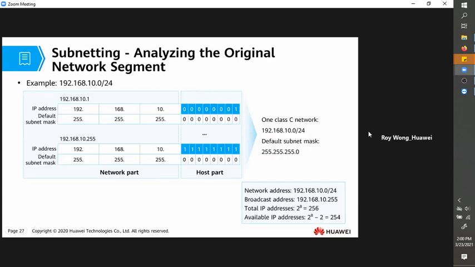Analyzing the original network segment. Now they give the IP address. This one is the network address, and this is the broadcast. Why do I say this is the broadcast? Because the back part here is all ones. So this is the broadcast for this network, one class C network, 192.168.10.0, and the default subnet mask is 255.255.255.0. If they want us to explain which one is the network address and which is the broadcast address, this is the answer: the network address, broadcast, and total IP addresses.